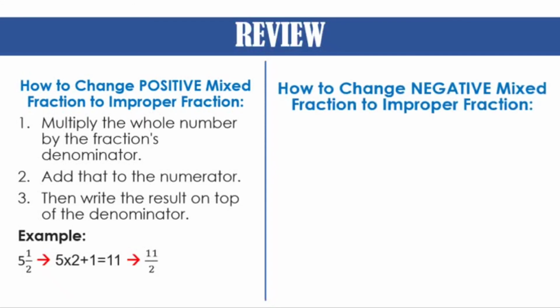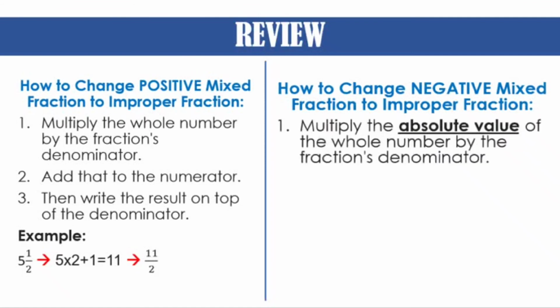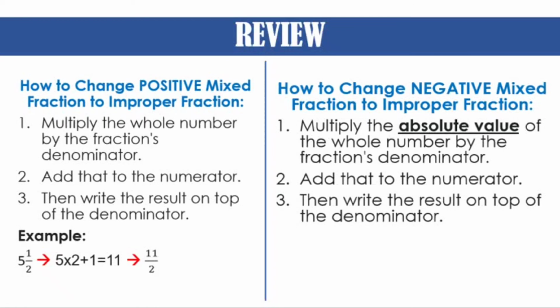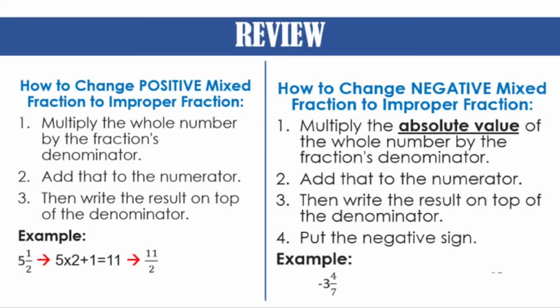How to change a negative mixed fraction to an improper fraction. Multiply the absolute value of the whole number by the fraction's denominator. Add that to the numerator. Then write the result on top of the denominator. Don't forget to put the negative sign. For example, negative 3 and 4/7. The absolute value of negative 3 times 7 plus 4 is equal to 25. The answer will be negative 25/7.